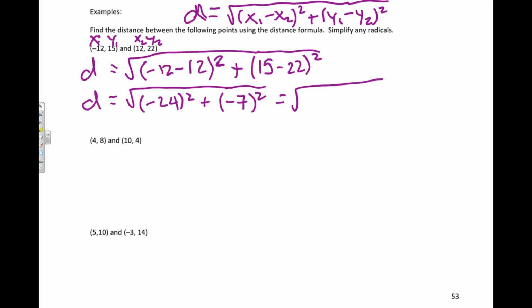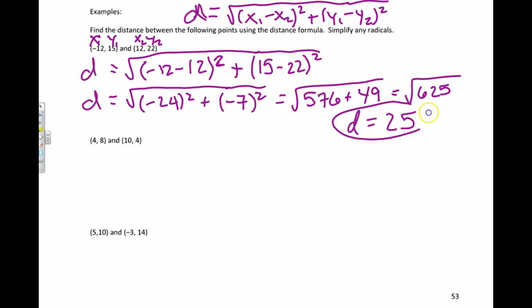So we get 24 squared, which is 576, plus negative 7 squared, which is 49. And those two added together gets me the square root of 625. Well, I don't know if y'all know this, but the square root of 625 is in fact 25. So my distance between those 2 points is a simple 25 units.